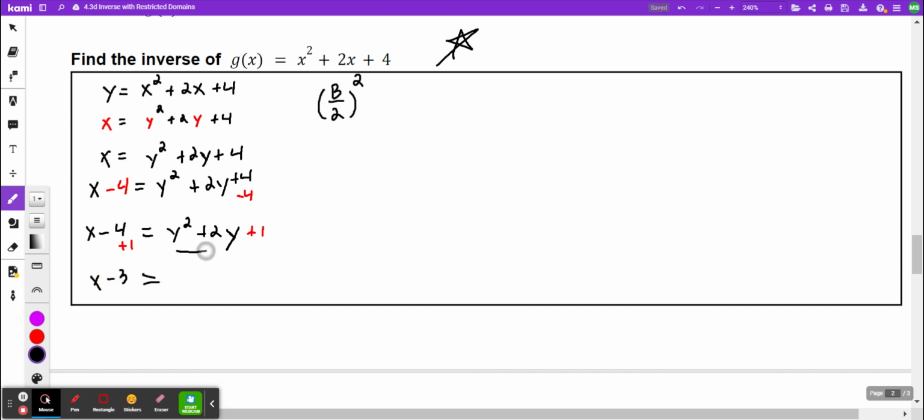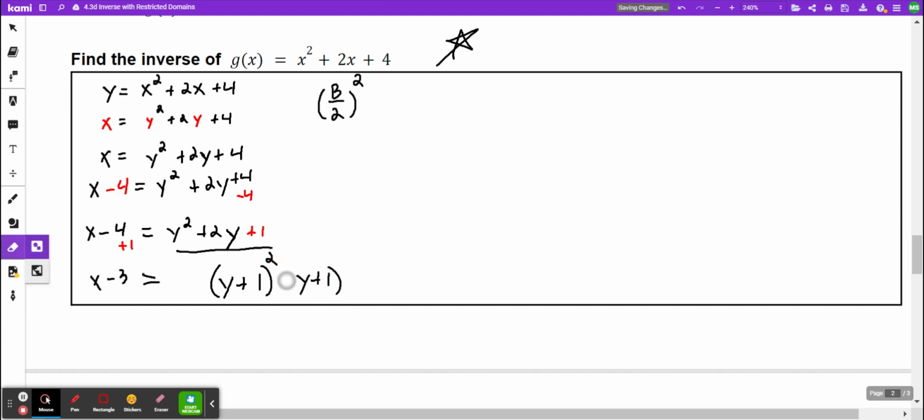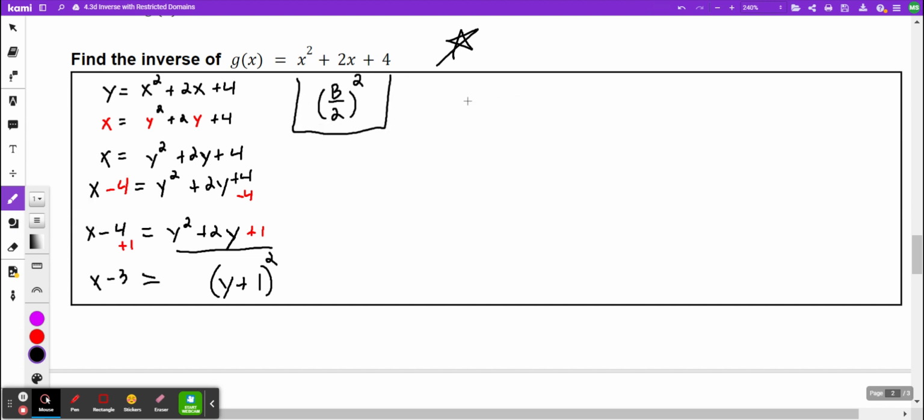And then this part right here would actually be y plus 1 times y plus 1, or y plus 1 squared. I can take off this part right here. Now, why is that important? It's important because I want to be able to take this and solve for it. So I'm going to take this x minus 3, and I need to get y by itself. I can't have it with anything else.